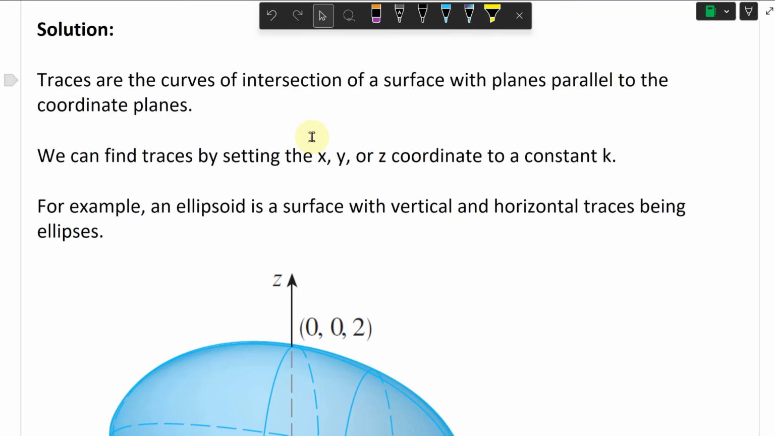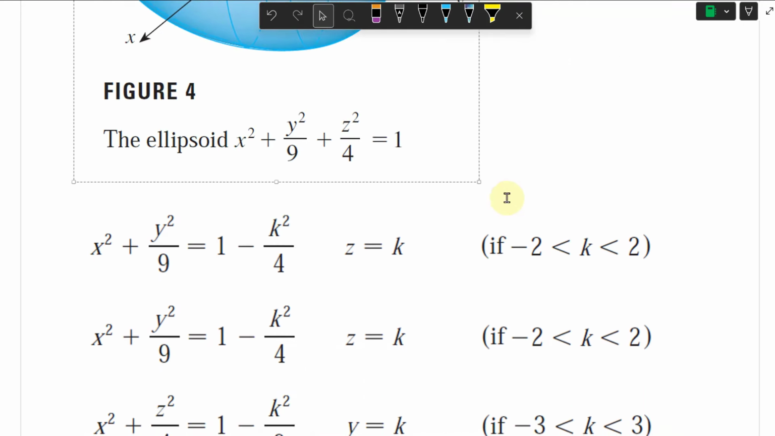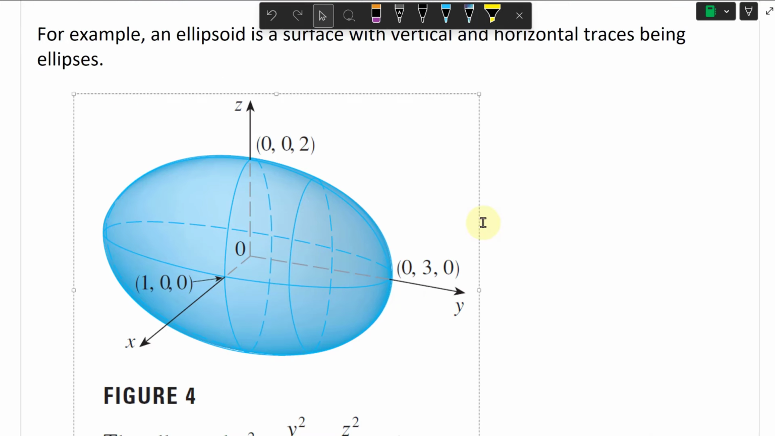So these are curves of intersection. Let's simplify this right here. So here's an ellipse right here. So the traces, there's the vertical traces right here.